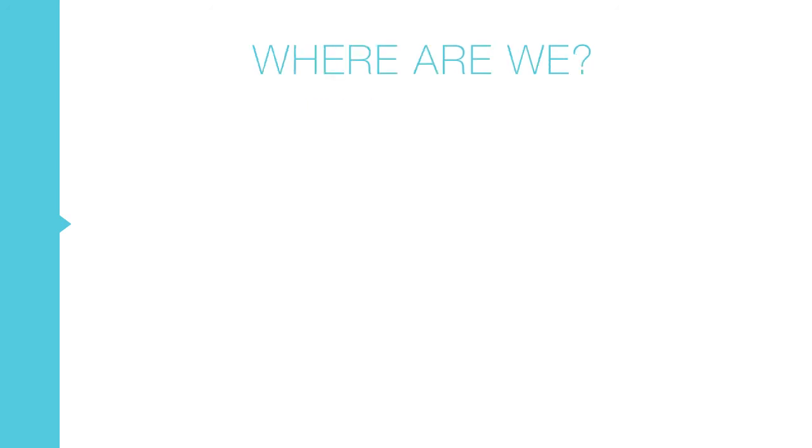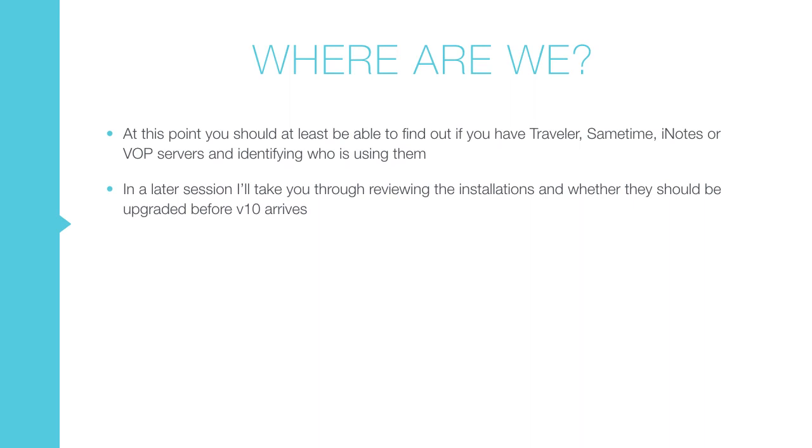So where are we at the end of this very fast-paced session? You should at least be able to find out if you have Traveler, Sametime, iNotes, or Verse on-premise servers and identify who is using them. One thing I didn't mention, which I should with Sametime, on the basics tab of the server document, there is a field saying, is this a Sametime server? And that is set to yes if it's a Sametime server. Now, full disclosure, I can see it set to yes when it's not a Sametime server, but that's also a good thing that you can check if you're not sure which Sametime servers you might have. Just look at the basics tabs of those server documents.